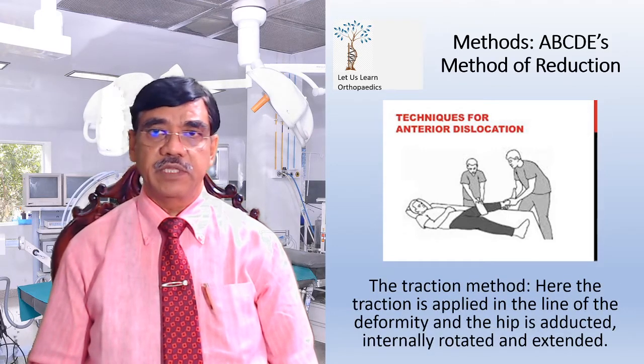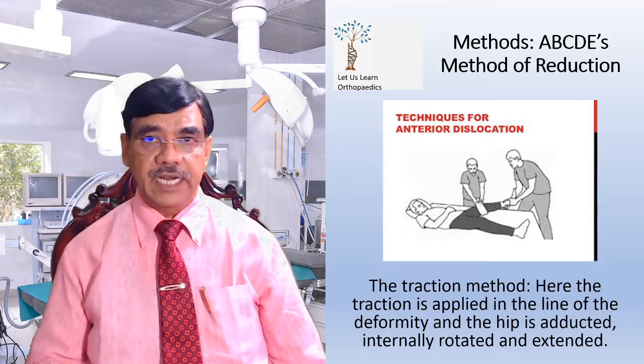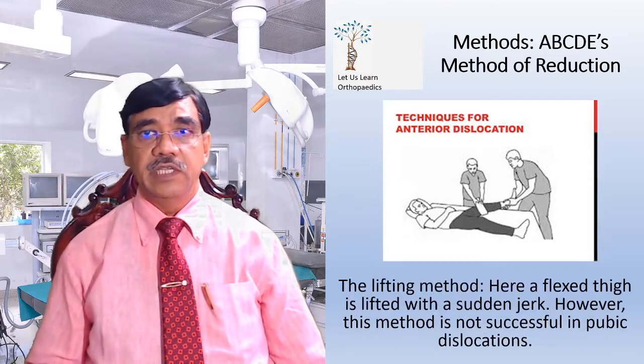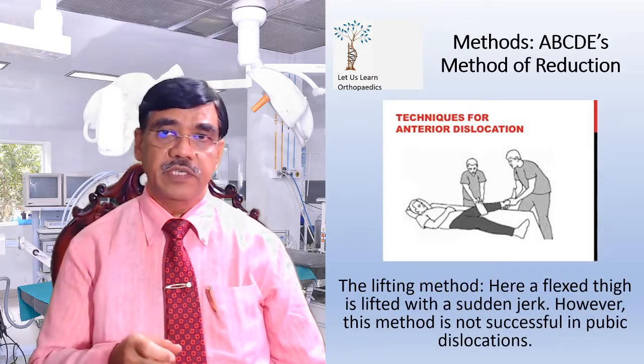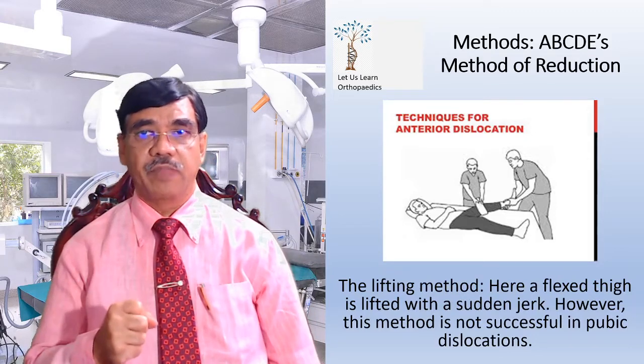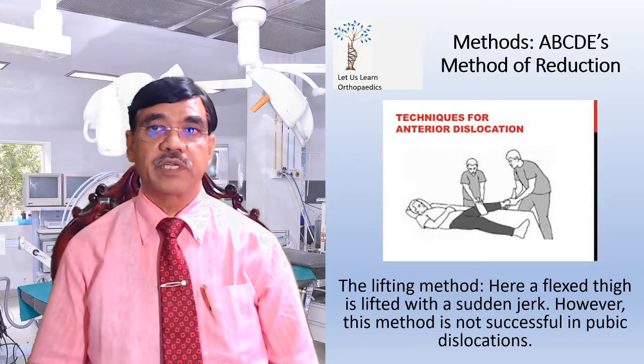The traction method: here the traction is applied in the line of deformity, and the hip is adducted, internally rotated and then extended. The lifting method, second: here the flexed thigh is lifted with a sudden jerk. However, the method is not successful in the pubic type of dislocation.